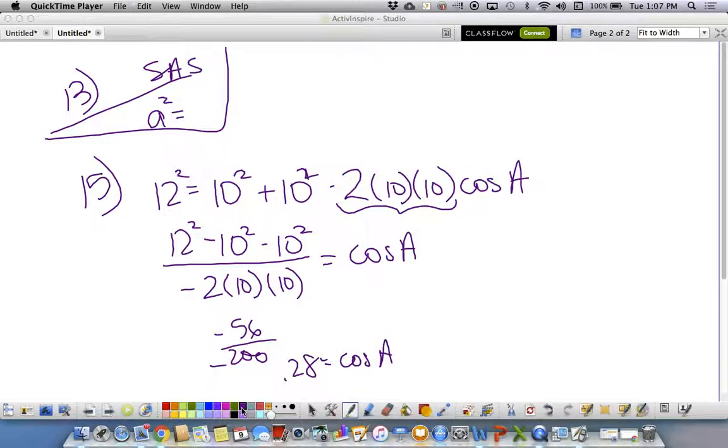But then I need inverse cosine. And what did you get? 73.7. You're rounding, which I think we only have two sig figs. Oh, they tell us no. To the nearest tenth. Yes. So 73.7.